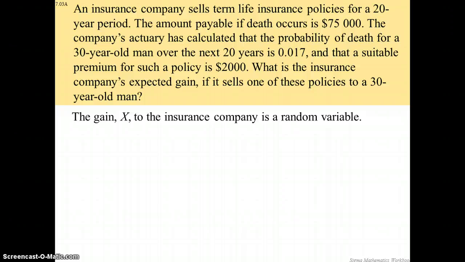This step here, I really want to highlight to you. It'll save you a lot of problems when you get into the Merit and Excellent level questions. Actually defining what X means. And in this case, the gain X to the insurance company. So the random variable X is the gain to the insurance company. So you have to think of it in terms of you're the insurance company. You could have easily made it the loss to the man and worked it out in a different manner, but you have to define your variable.